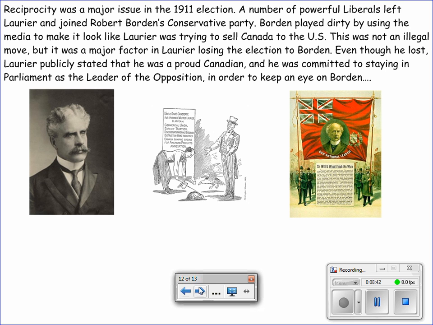Even though he lost, Laurier publicly stated that he was a proud Canadian, and he was committed to staying in Parliament as the leader of the opposition in order to keep an eye on Borden.